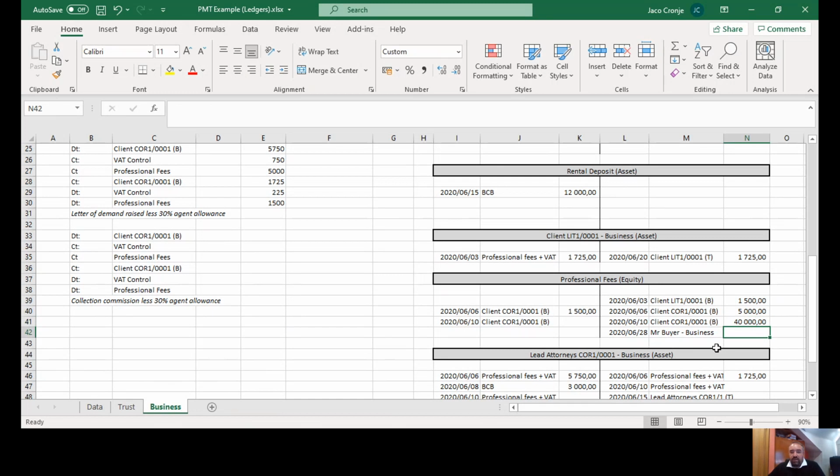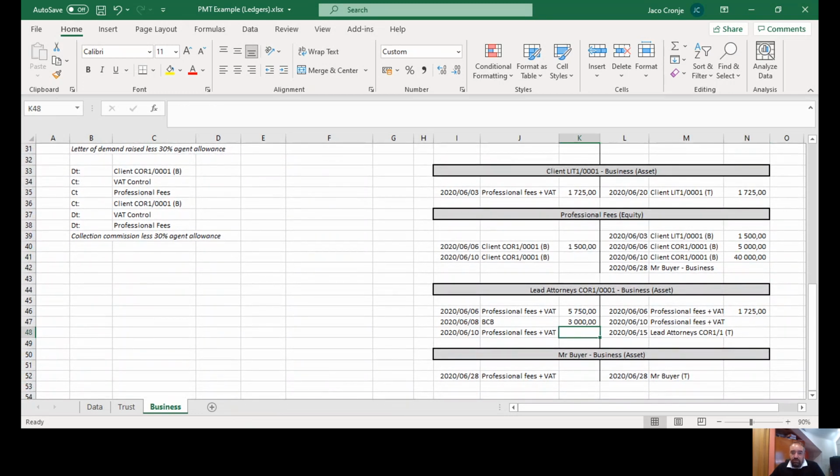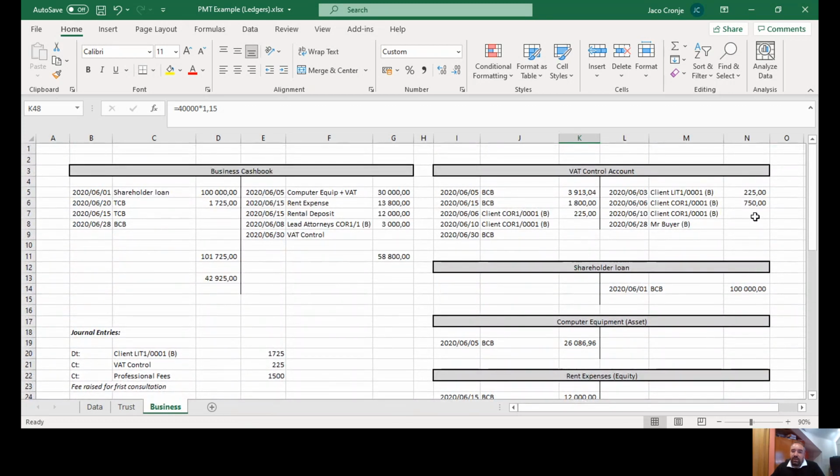So my fee that I'm getting for this transaction is 40,000 Rand. For me to be able to get that fee, I need to invoice you, which is my client, 40,000 Rand plus the VAT. I'm going to add VAT on top of the 40. So I need to invoice you for 46,000 so that I can get 40,000 and the balance I have to pay to SARS.